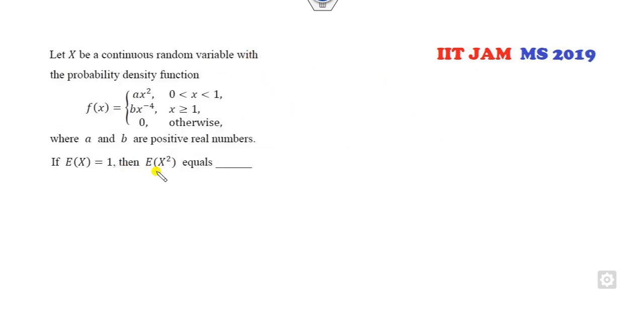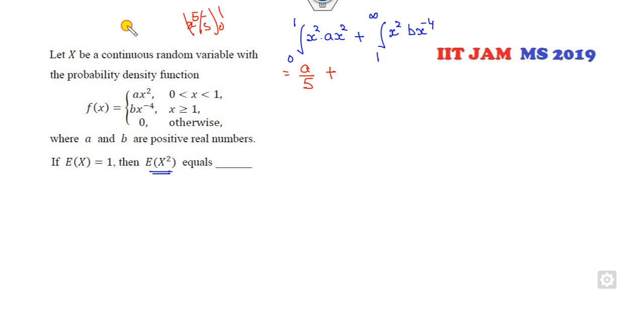Look at this another one. Your target is to find E of x squared. So I can break x squared into a x squared from 0 to 1, and x squared into b x raised to power minus 4 from 1 to infinity. So what is that? a x^4, so a over 5, because it's a x power 5 over 5 from 0 to 1. And it is x raised to power minus 2, so it will be minus 2 plus 1 over minus 2 plus 1. So it will be b times minus 1 over x from 1 to infinity. So a over 5, infinity will be here, plus b.